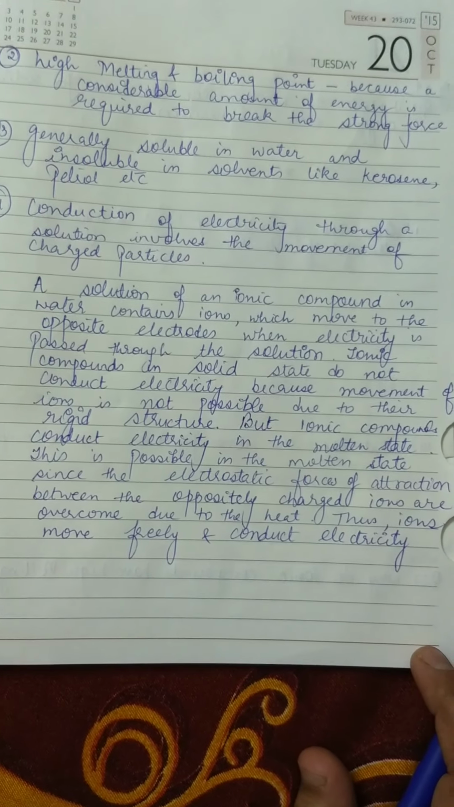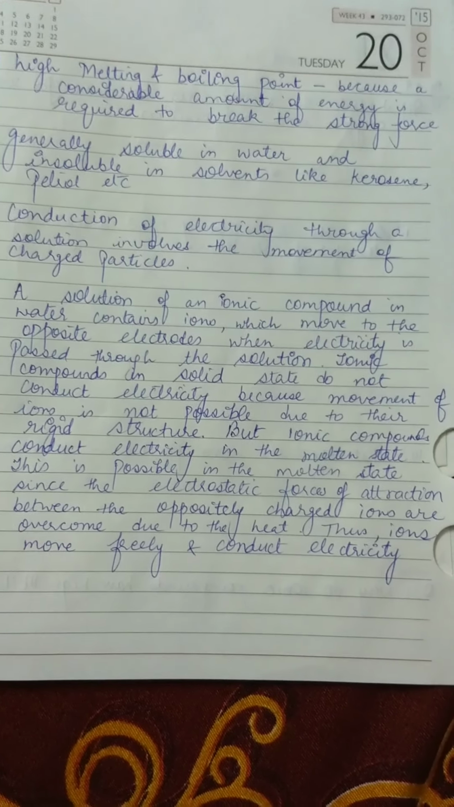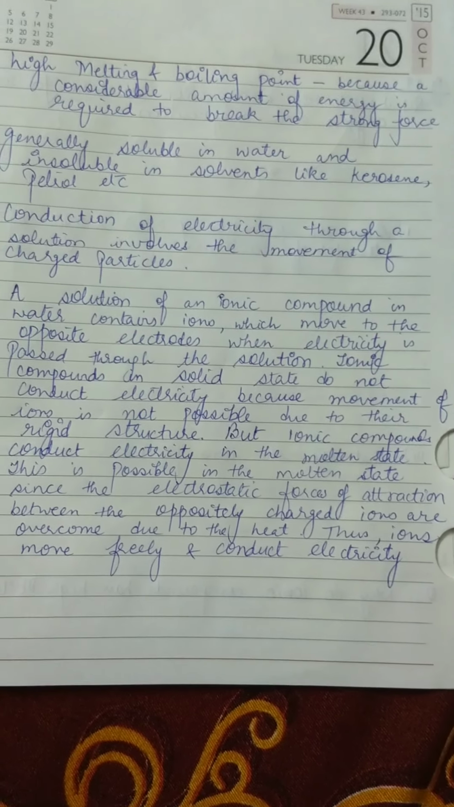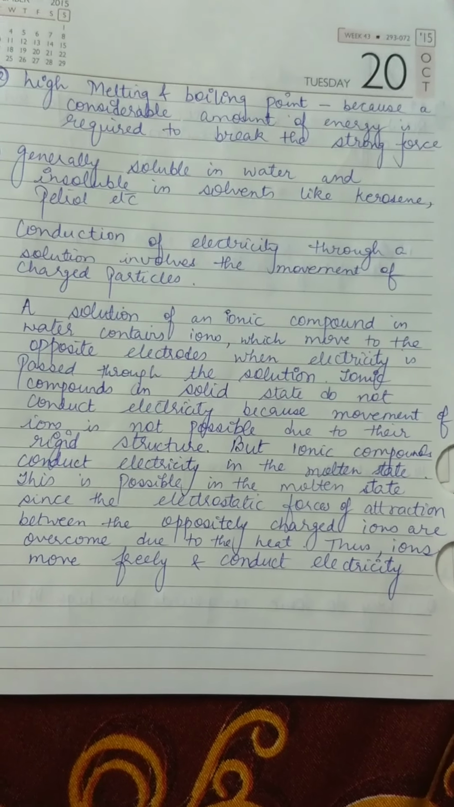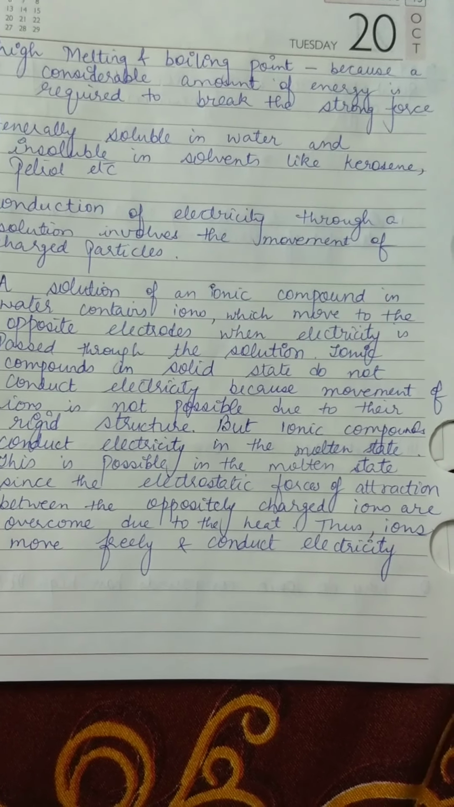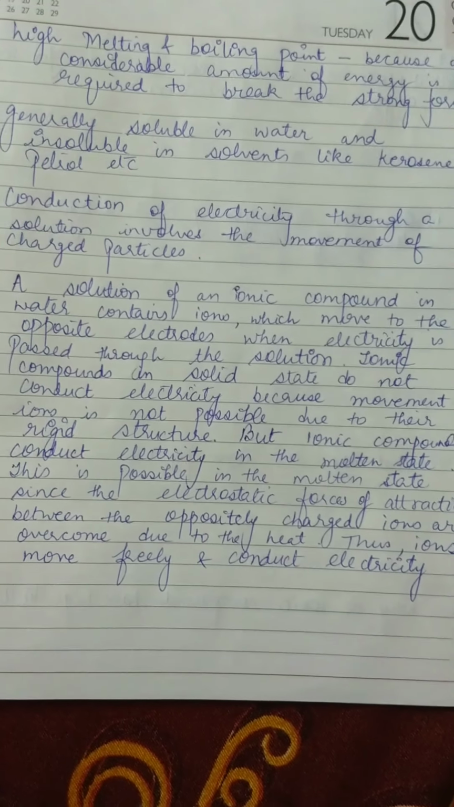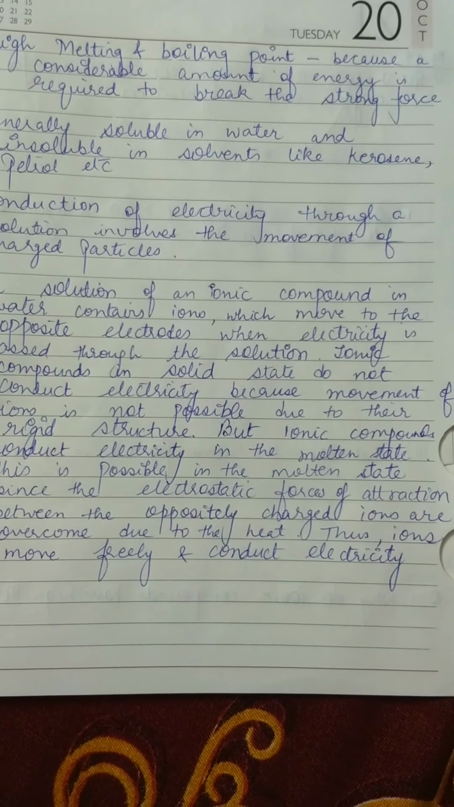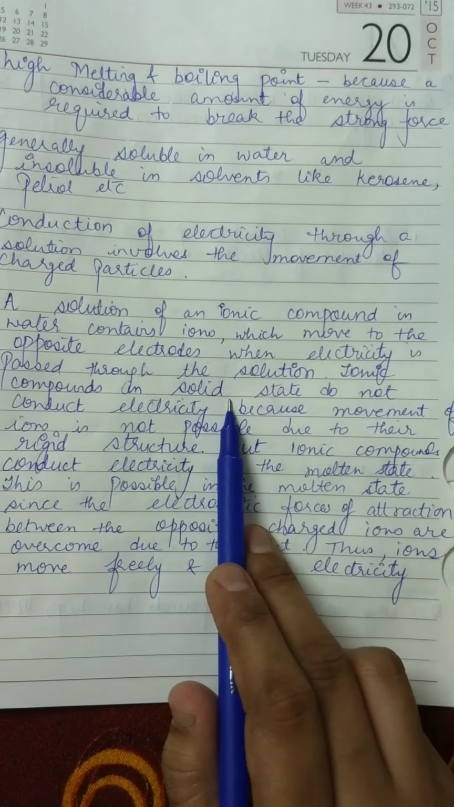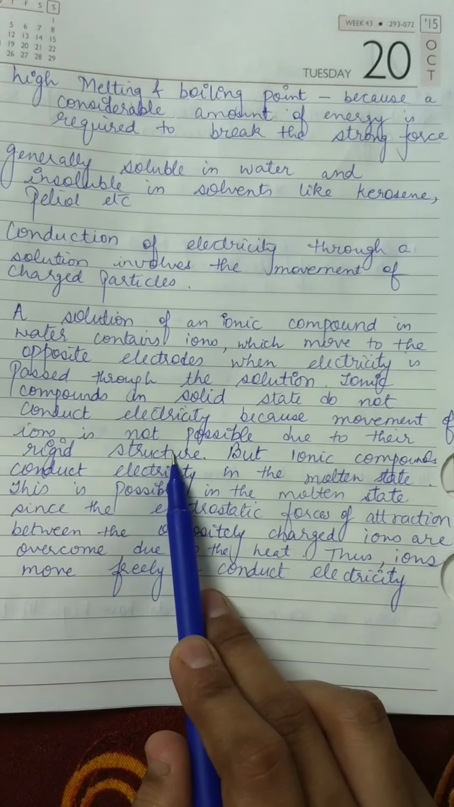They conduct electricity when they are in the molten state, because the electrostatic forces of attraction between the oppositely charged ions are overcome due to the heat. Whenever heat is applied to the ionic compound, the electrostatic force of attraction will break and the ions move freely, and when the compound is dissolved in water, it becomes ionic and will conduct electricity. Ionic compounds in solid state do not conduct electricity, as movement of ions is not possible due to their rigid structure.